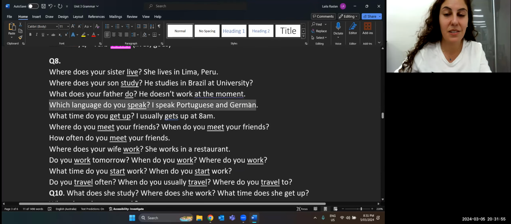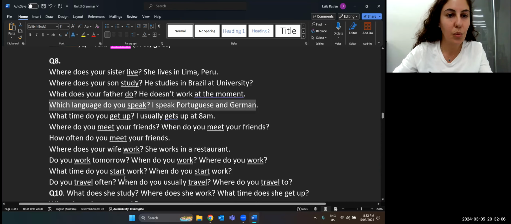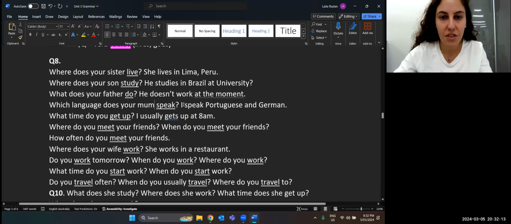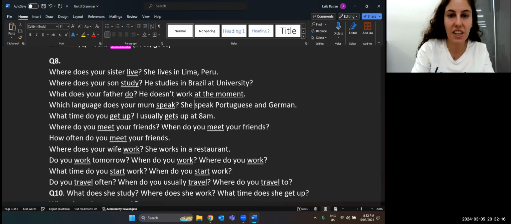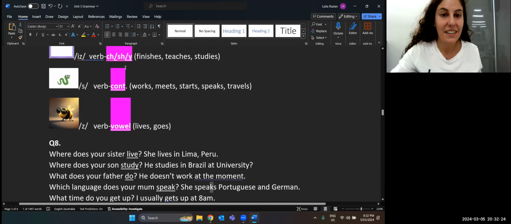Back to Eloise for this sentence. Which language do you speak? I speak Portuguese and German. Yes, maybe I'll change this to: which language does your mum speak? Just so we can practice the pronunciation. She, and then how would you say this action word? She speaks. Exactly. So we know we have a consonant here, so speaks is like the snake. She speaks, works, meets, starts.